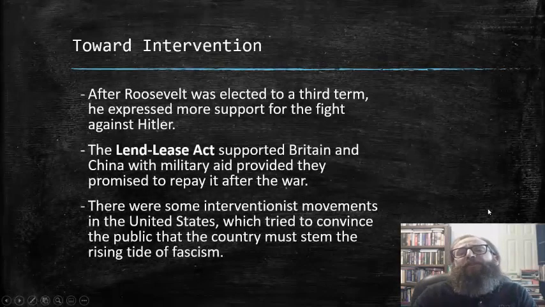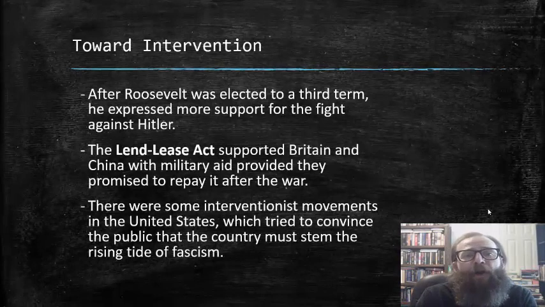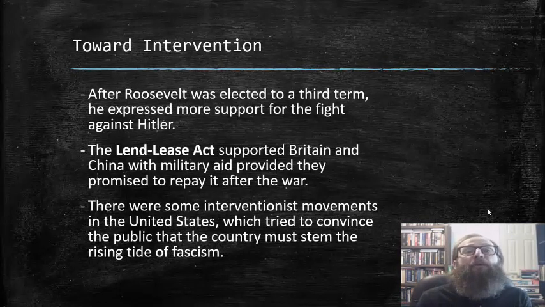After Roosevelt was elected to an unprecedented third term of office, he began to express more support for the fight against Hitler. Roosevelt and American leaders were growing more alarmed by Germany's rapid expansion in Europe, plus the fact that Britain was traditionally an American ally. Roosevelt began to lean more to their side of the conflict.